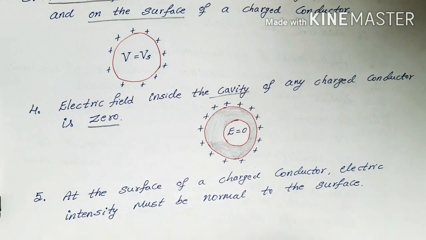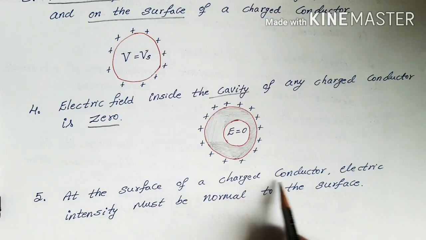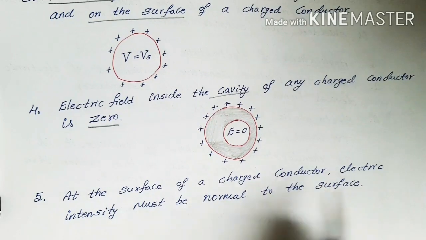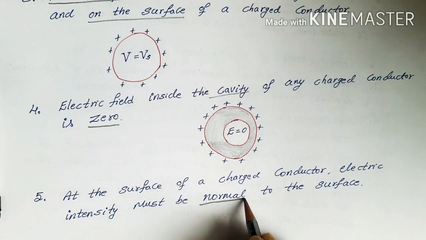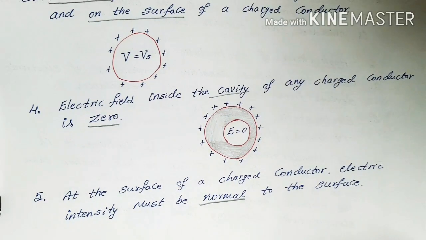And the fifth property: at the surface of a charged conductor, the electric field intensity must be normal to the surface. We studied this in electric field line properties. The electric field lines coming out of the charged body are always normal to the surface of the body. That is the meaning here.